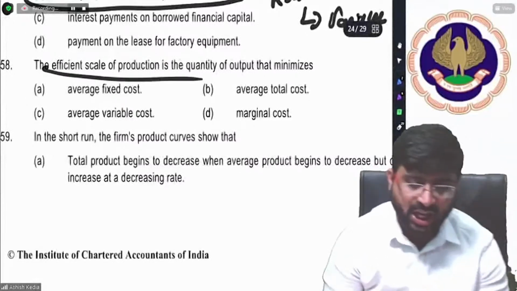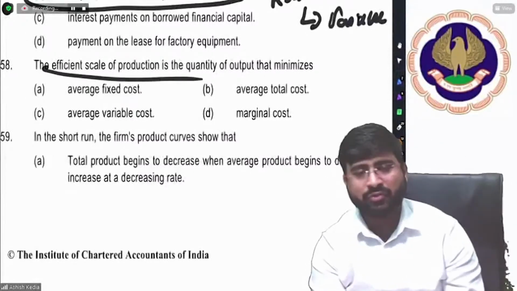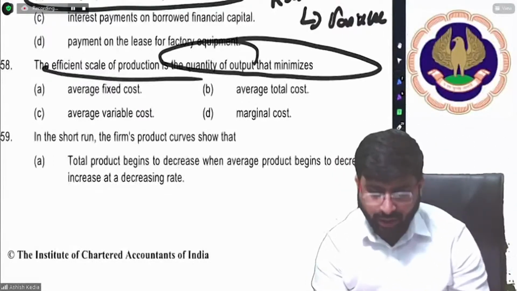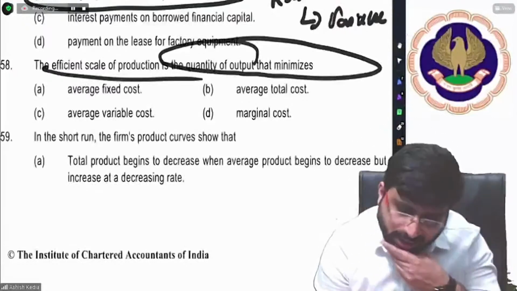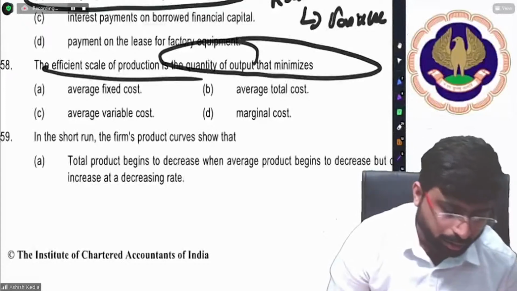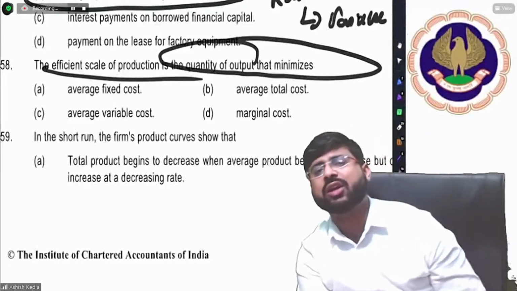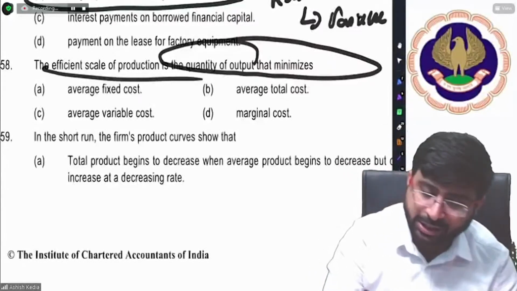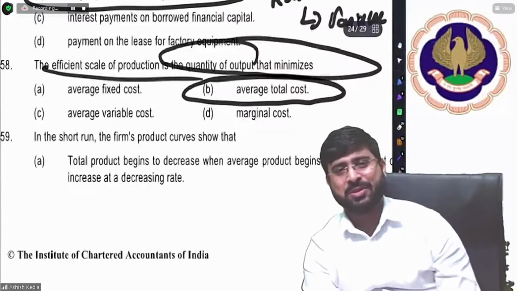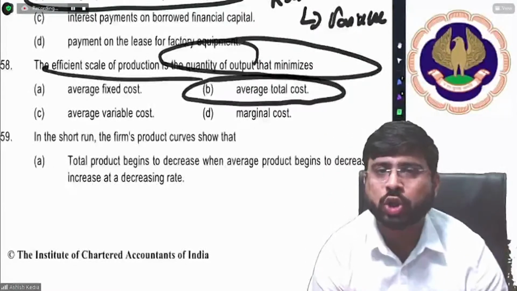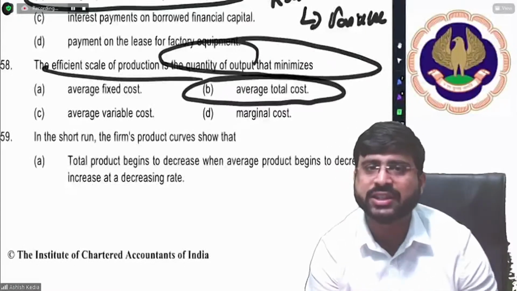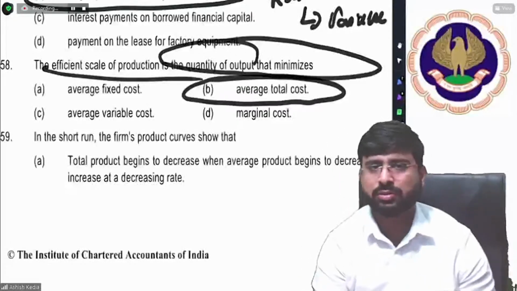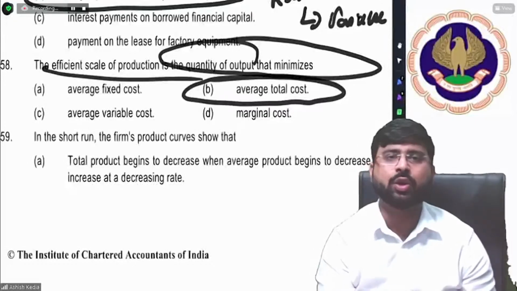The efficient scale of production is the quantity of output that minimizes average fixed cost, average total cost, average variable cost, or marginal cost. Which one of them do you think is the correct answer? Absolutely. Efficient scale of production is the quantity that minimizes average total cost. Because at the end of the day, you are efficient when your total cost of production, hence average cost of production, is at the lowest. Obviously, it goes without saying so. And hence your answer.